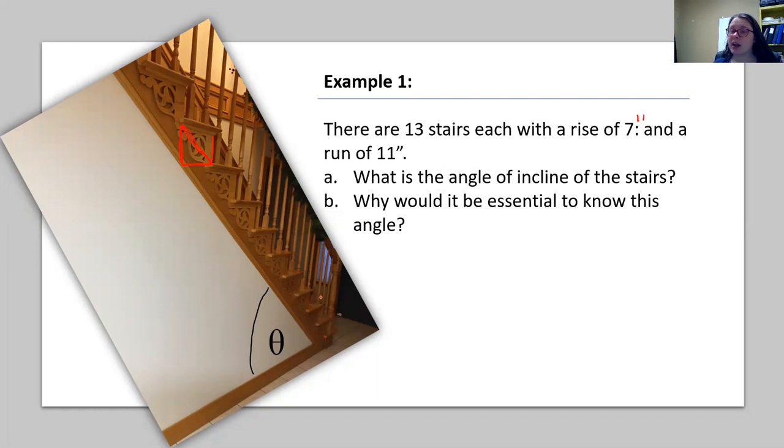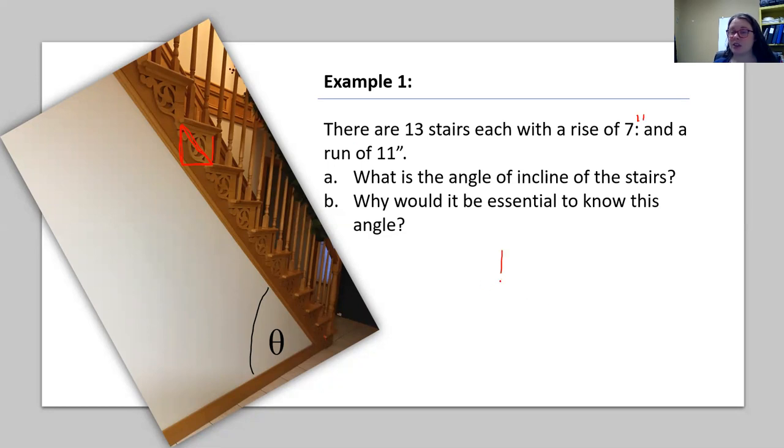So we don't actually have to worry about the fact that there are 13 stairs in this scenario, simply because we're looking for the angle. In some cases, we might have to worry about the 13 steps, but in this situation, we don't have to. That's the nice thing about triangles: if the ratio of the sides stays the same, the angle will remain the same. And that's the whole principle behind sine, cosine, and tangent.